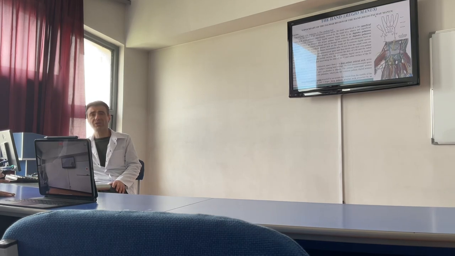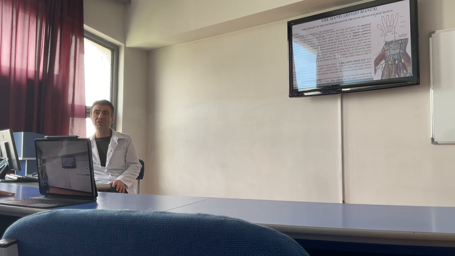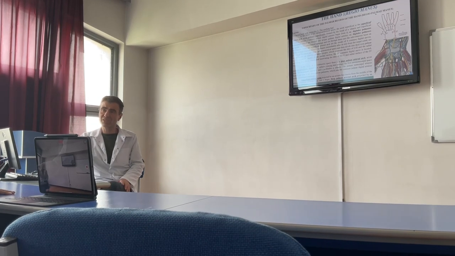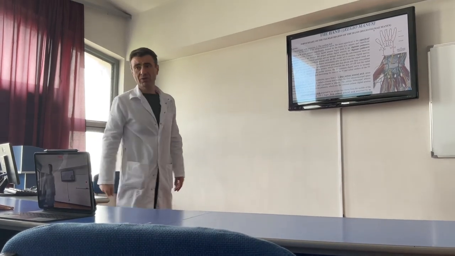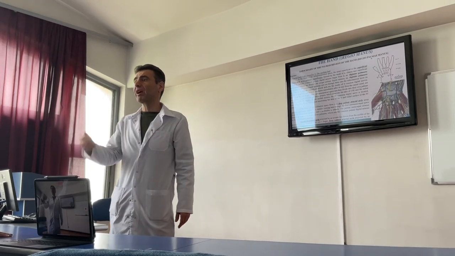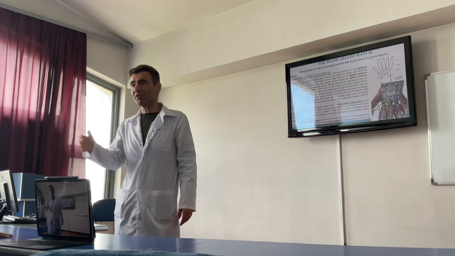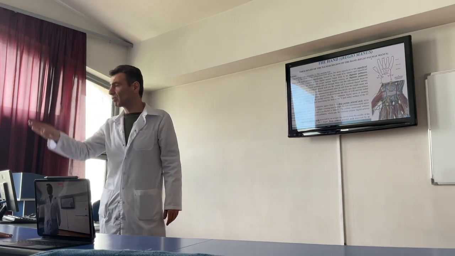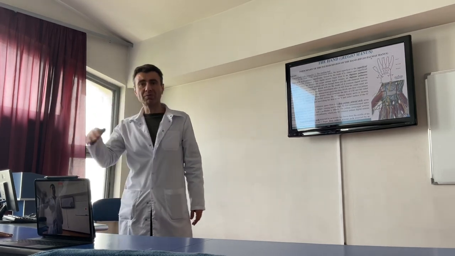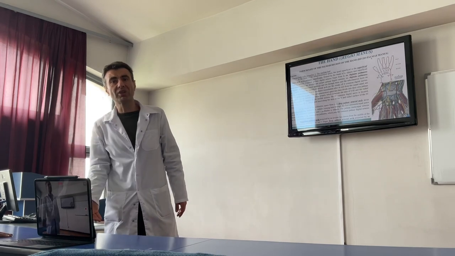Now, the last question about the palmar surface. It is the deep loose connective tissue, which is located under the palmar aponeurosis. You know, it is divided by interosseous muscles into two portions, superficial and deep. Superficial is located between the palmar aponeurosis and anterior interosseous. Deep is located between anterior and posterior interosseous.